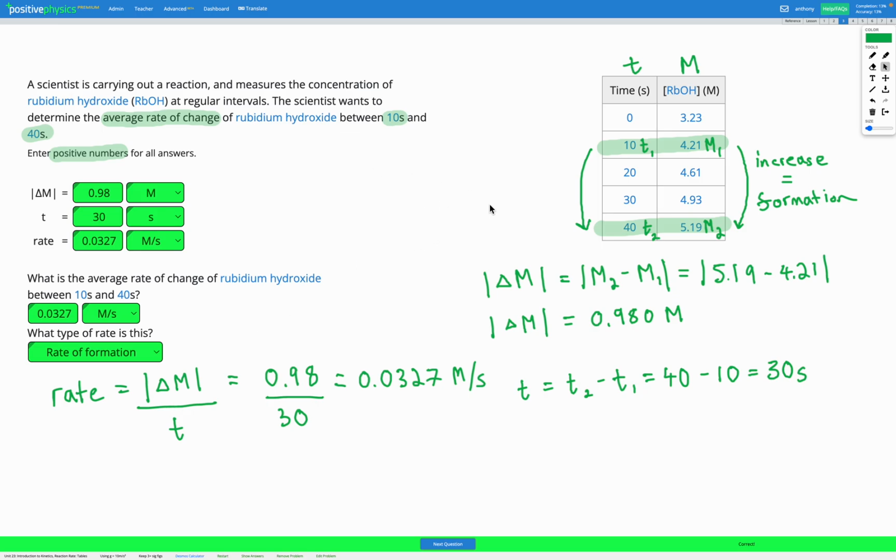The only difference is that to find our change in concentration or molarity, we're looking in our table to find our initial and final concentration. And to find our time, the length of time for the reaction, we need to look at the time at the beginning and the end and subtract them to get the length of time the reaction was carried out for.